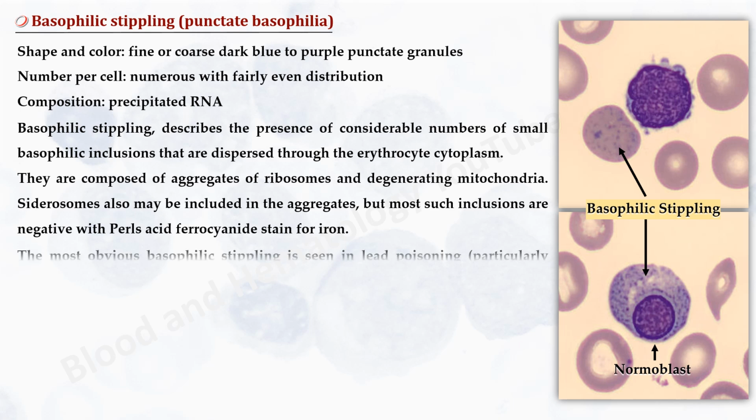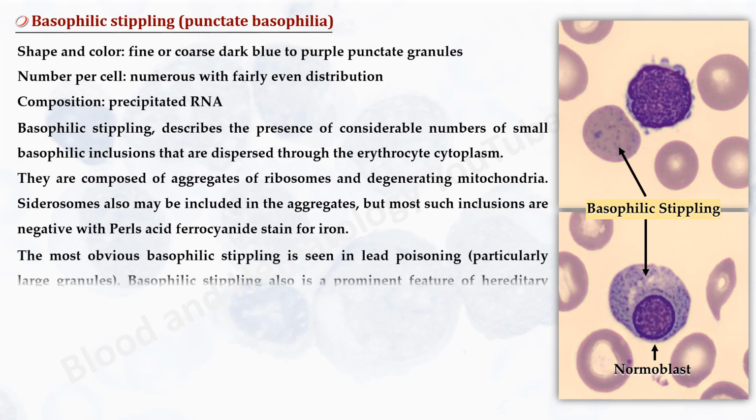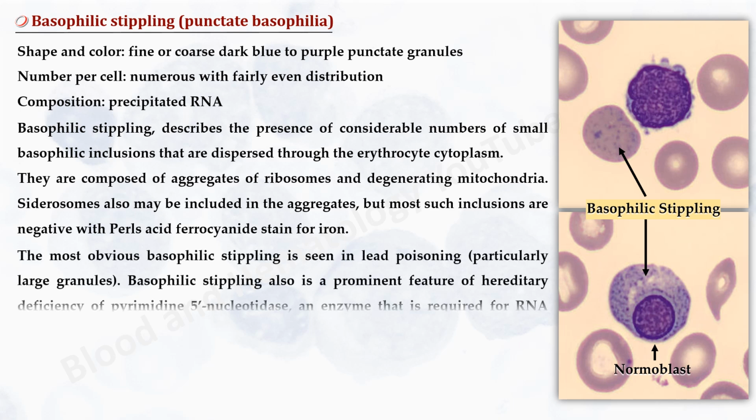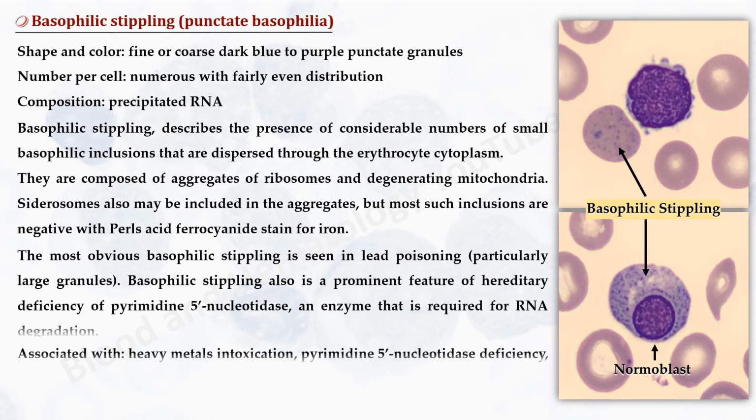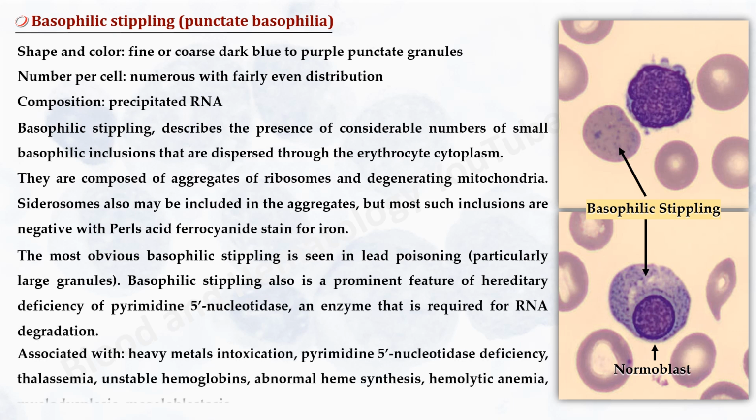The most obvious basophilic stippling is seen in lead poisoning, in which the granules are particularly large. Basophilic stippling also is a prominent feature of hereditary deficiency of pyrimidine 5' nucleotidase, an enzyme that is required for RNA degradation.